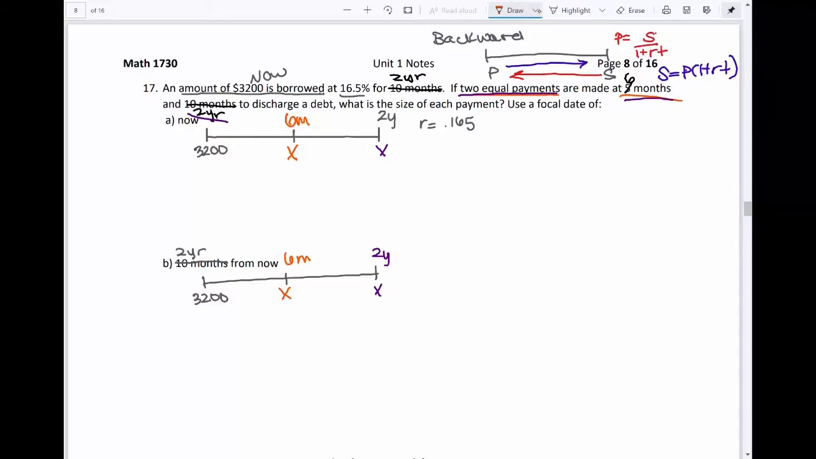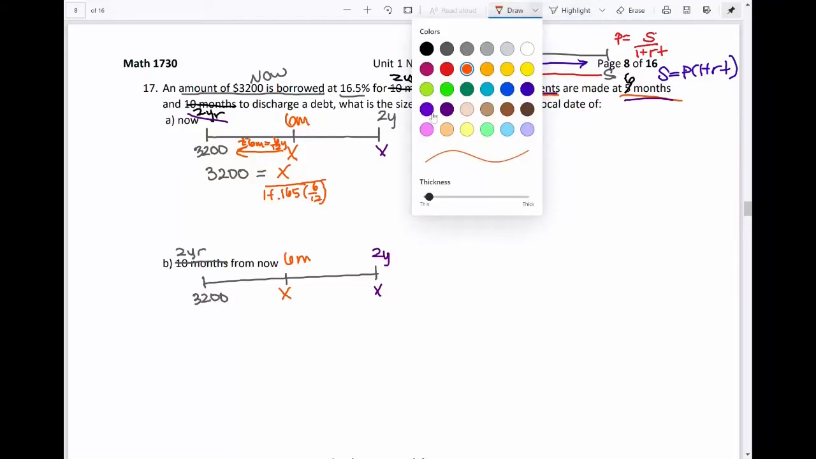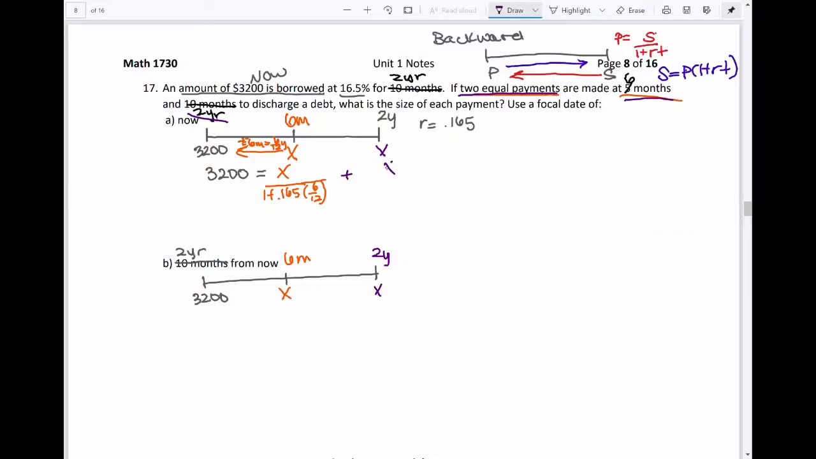Alright, so we have our 3200, and I am just going to set that up on its own. So we're going to have the loan is equal to the payments, which is pretty easy to remember. And then we have X, and this is going to be moved backwards 6 months. So that would be 6/12 of a year for our T. So 1 plus 0.165 times 6/12. So that's our first piece in our equation. And then the second piece, again we're going to have that division, and it's going all the way back. So it's going to be 2 years. So that means T is just 2, which is why it's a little bit different because it's a full year. We don't have to use a fraction.